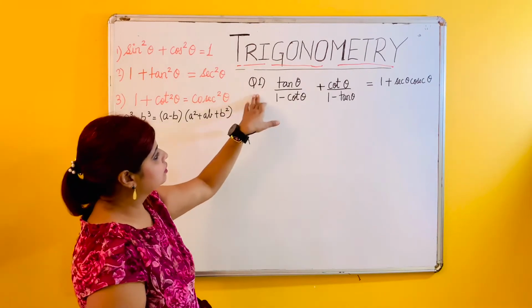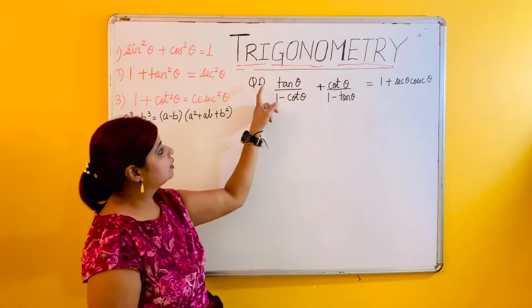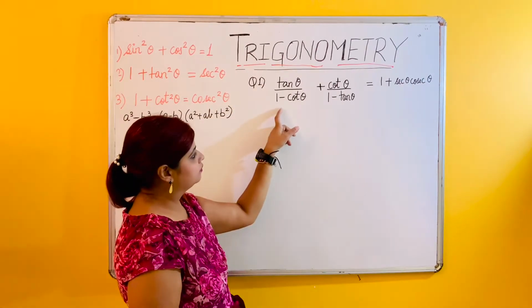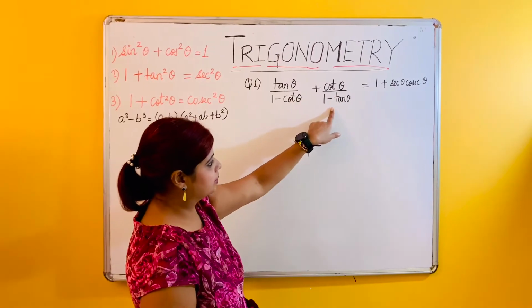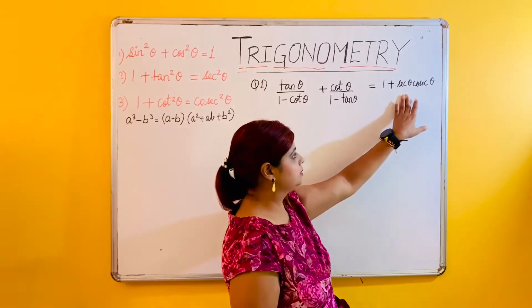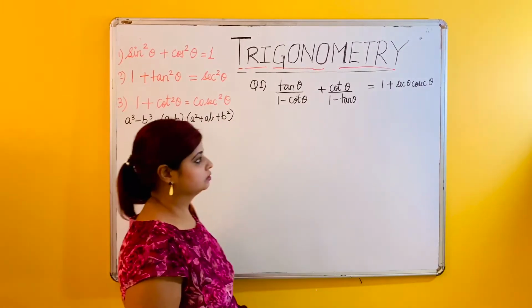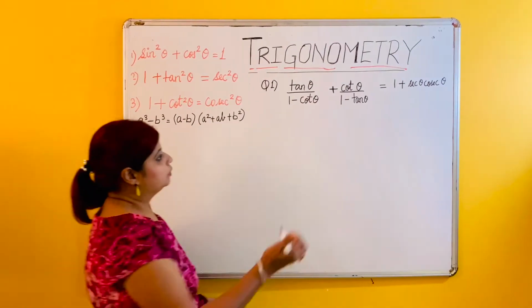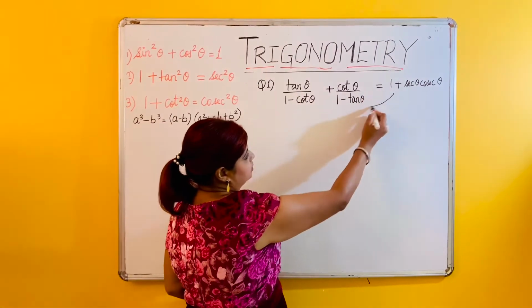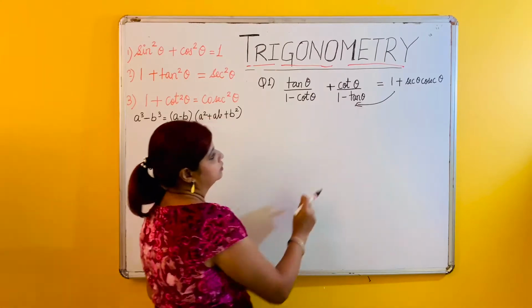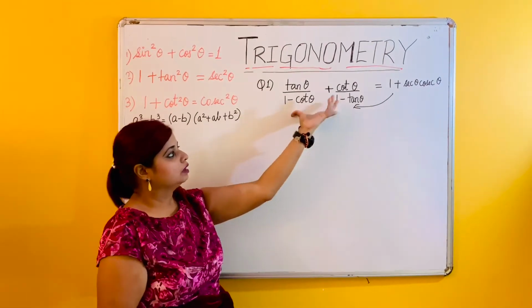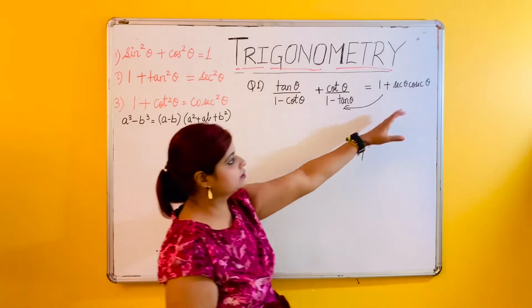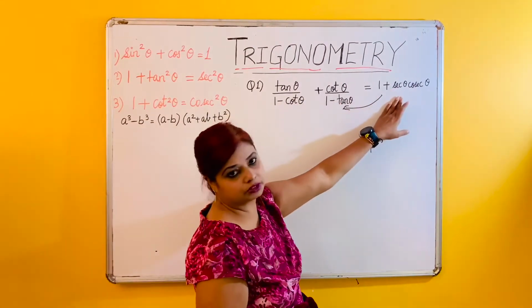We need to prove that tan theta divided by 1 minus cot theta plus cot theta divided by 1 minus tan theta is equal to 1 plus sec theta and cosec theta. Okay. So if you see this, arriving from this to this is difficult. That's why we'll try to simplify this and arrive at this one.